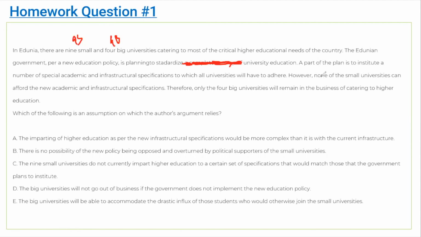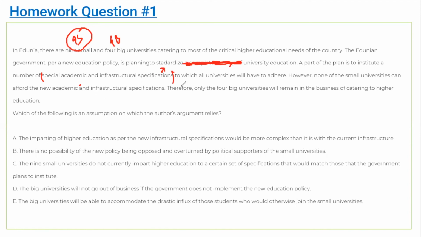Okay, fine. A part of the plan is to institute a number of special academic and infrastructure specifications to which all universities will have to adhere. Exactly. So we'll have the same set of rules, let's say, or specifications that all of them will have to adhere to. That is how you can standardize the policies for all the universities. However, none of the small universities can afford these new specifications. So the new specifications that have to be brought on, none of the 9 small ones can afford to integrate these specifications newly. They cannot do it in a fresh way.